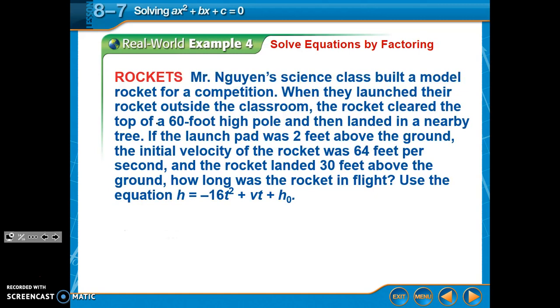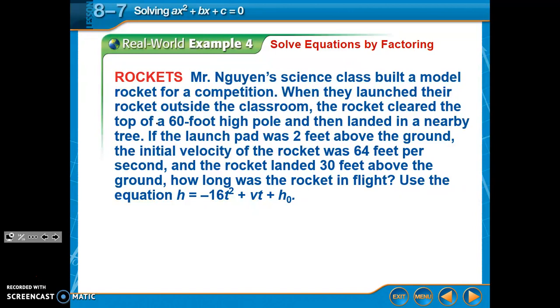Okay, last example. Mr. Nugent, science class, built a model rocket for a competition. When they launched their rocket outside the classroom, the rocket cleared the top of a 60-foot high pole and then landed in a nearby tree. If the launch pad was 2 feet above the ground and the initial velocity of the rocket was 64 feet per second, the rocket landed 30 feet above the ground. How long was the rocket in flight?